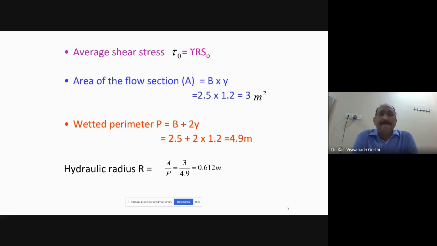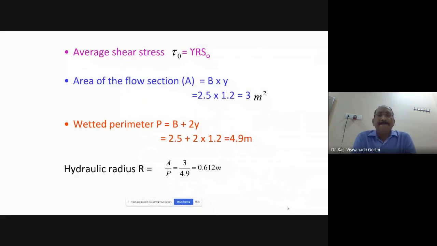By definition, hydraulic radius R is equal to the wetted area divided by wetted perimeter. Wetted area A is to be calculated first. Wetted area, also called the cross-sectional area of the flow section, A would be equal to, for a rectangular channel, bed width multiplied by the depth of flow. Bed width is given to be 2.5 meters. The depth of flow is 1.2 meters. So 2.5 multiplied by 1.2.